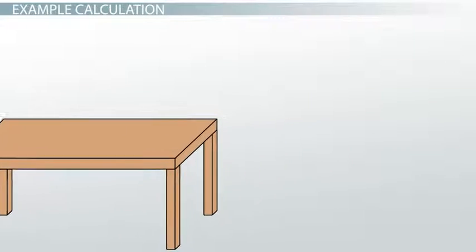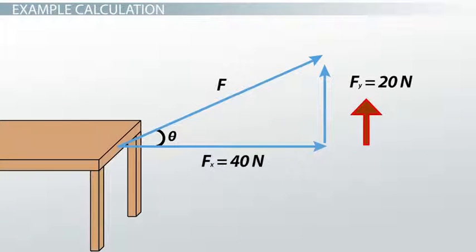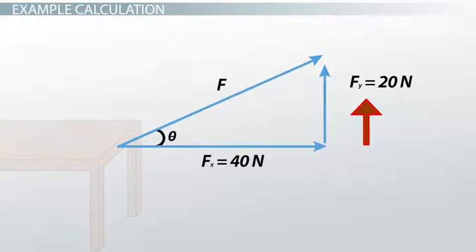You apply a single force that is equivalent to pulling the table 40 newtons east and 20 newtons up. So we could draw this on a diagram, an arrow for 40 newtons east and one for 20 newtons up. Then add the third side of the triangle, which is the overall force, the magnitude of the vector, and we have our vector triangle. But how does this help us figure out the direction?